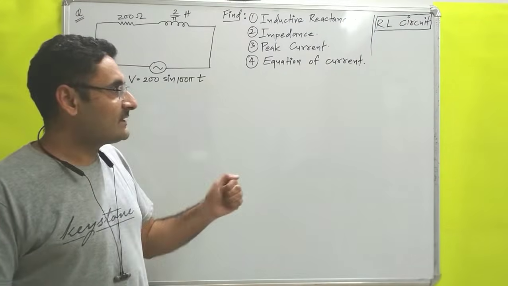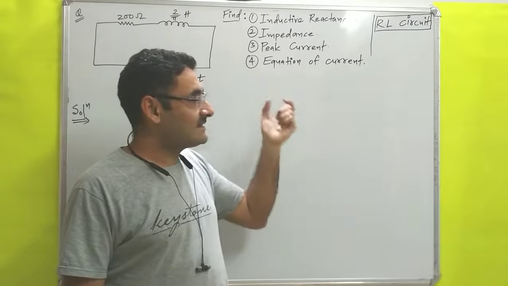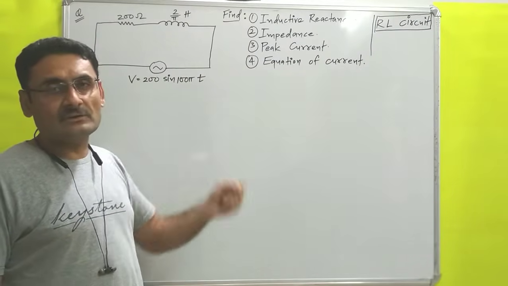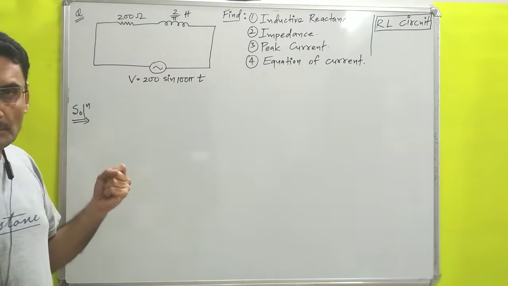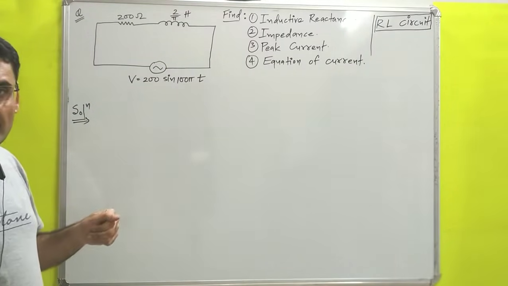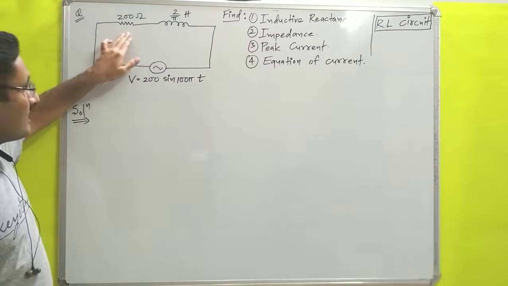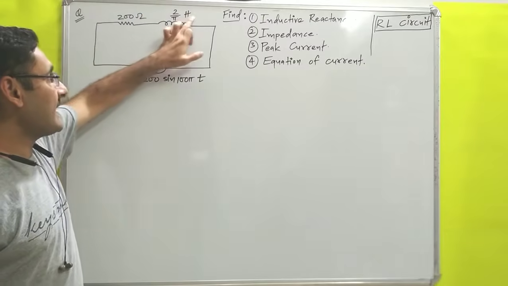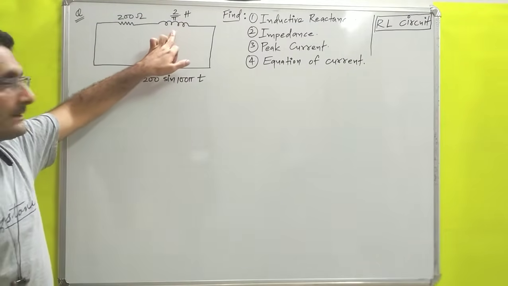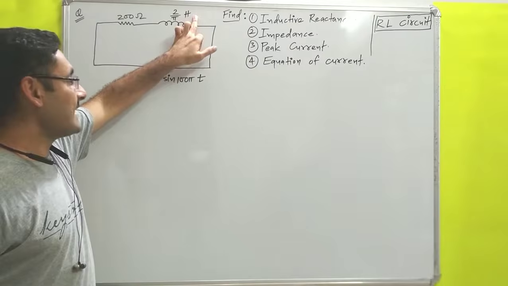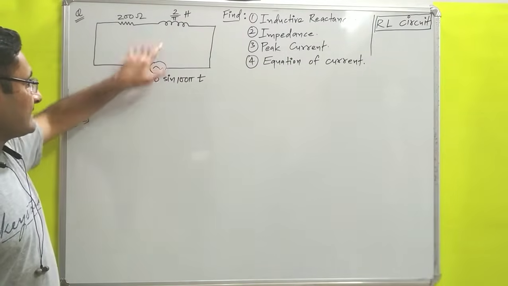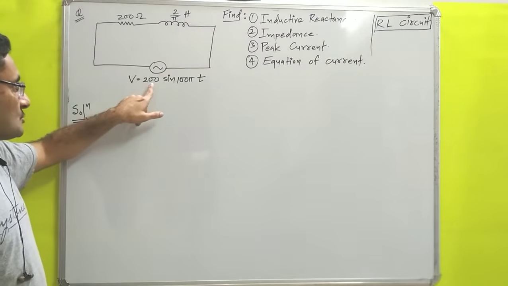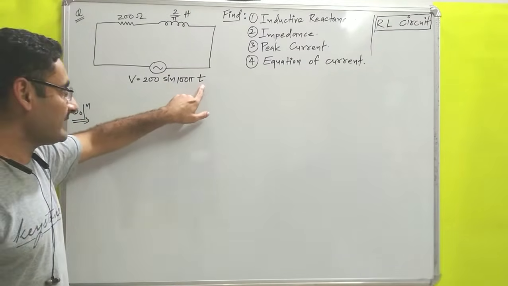Okay, so we have already discussed the series RLC circuit, and today, based on this, we will calculate one numerical which is written on the board. This circuit diagram is given in which 200 ohms of resistance is connected in series with 2 by pi Henry of inductor. The unit of inductance is Henry, that you know very well, and that is connected to an alternating voltage source, which is V = 200 sin(100 pi t).